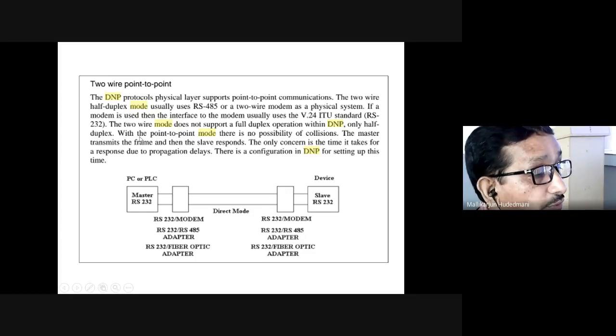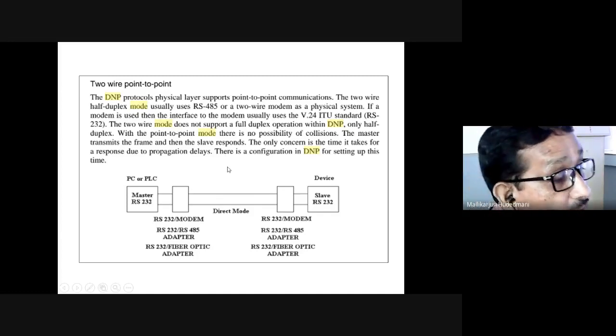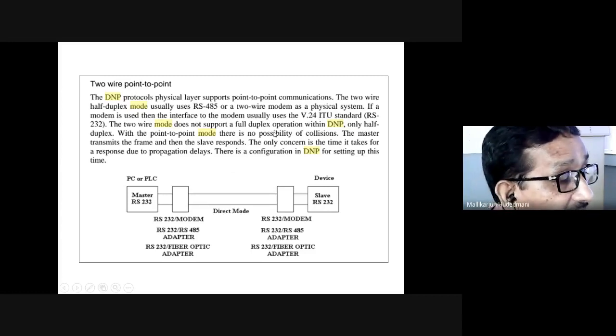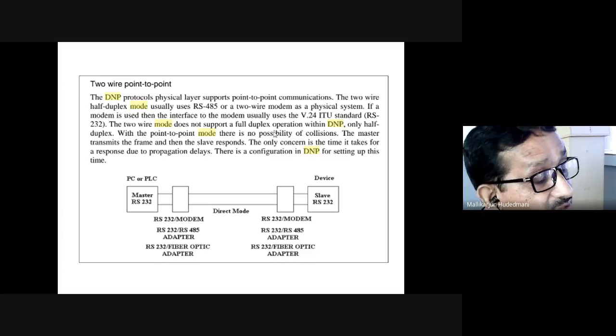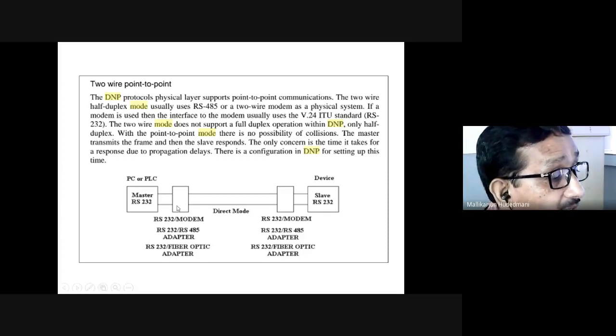So with a point-to-point mode, there is no possibility of collision. As we see, the data transfer from master to slave takes place, and then slave to master takes place. If it were full duplex, there could be a possibility of collision of data. So data may collide, and there could be a loss of packet, loss of information, or erroneous data included due to collision. That is not there, because it is connected end to end by point-to-point connection only.